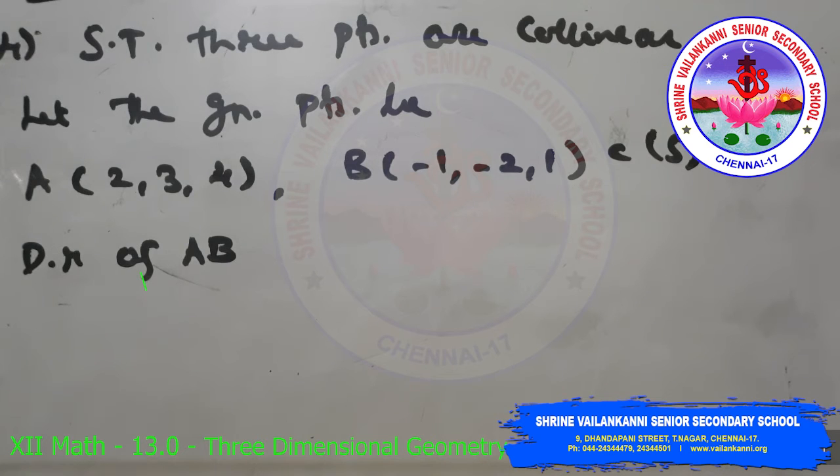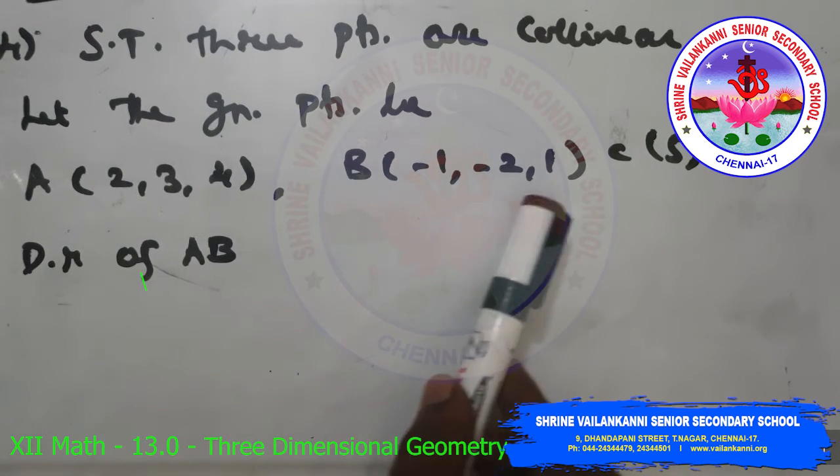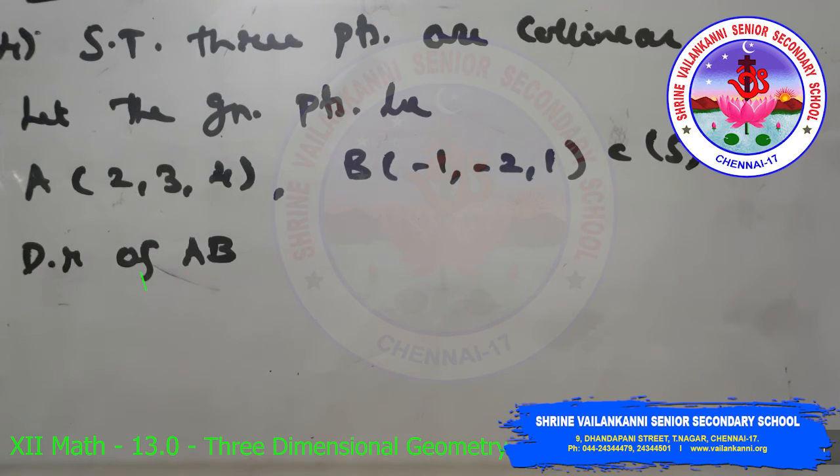Fourth question: 3 points are given, and we have to show that these 3 points are collinear. Let the given points be A (2, 3, 4), B (-1, -2, 1) and C (5, 8, 7). So using the formula for direction ratios of a line joining 2 points.